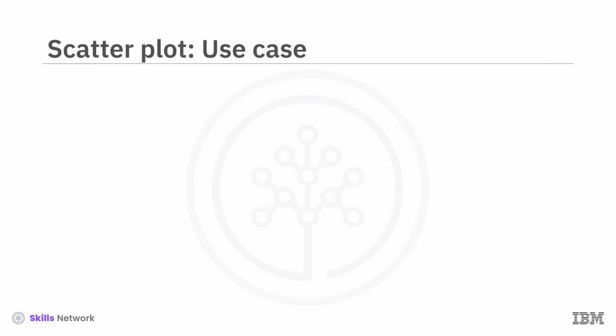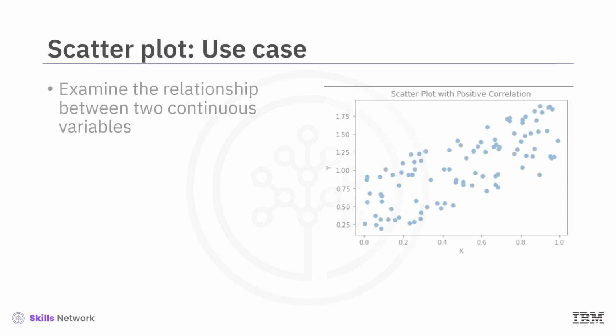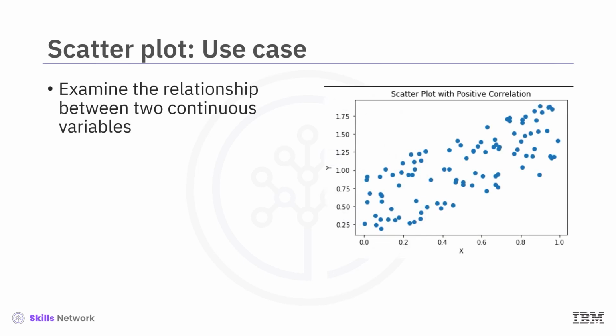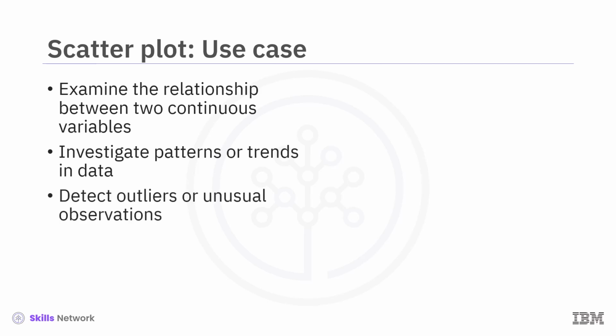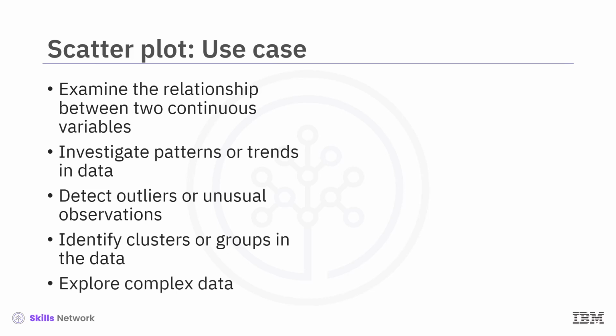When can you use a scatter plot? Let's explore some options. You can use it for examining the relationship between two continuous variables like temperature and energy consumption, investigating patterns or trends in data, such as house prices versus size, detecting outliers or unusual observations, such as outliers in test scores or abnormal stock behavior, visualizing data with many observations to identify clusters or groups, exploring complex data.